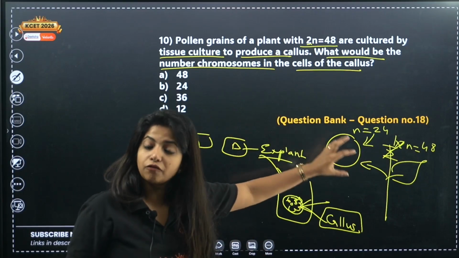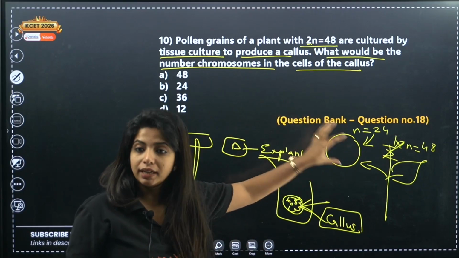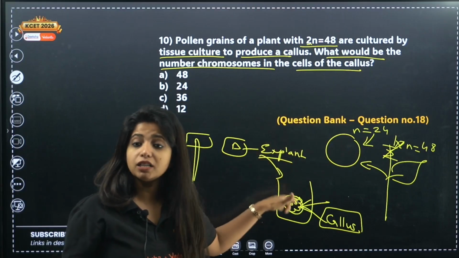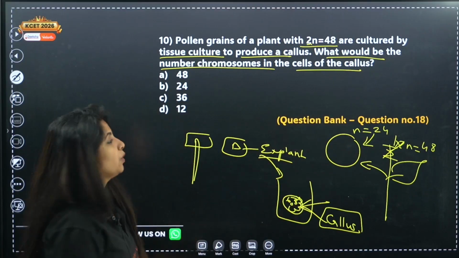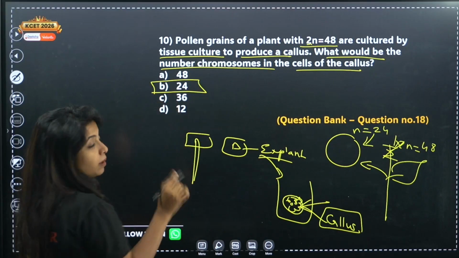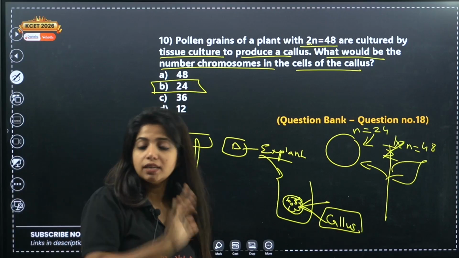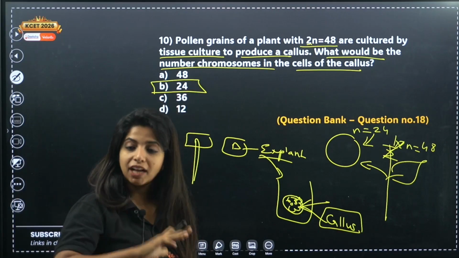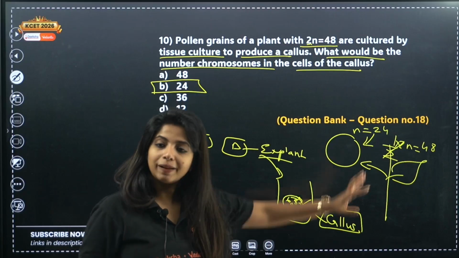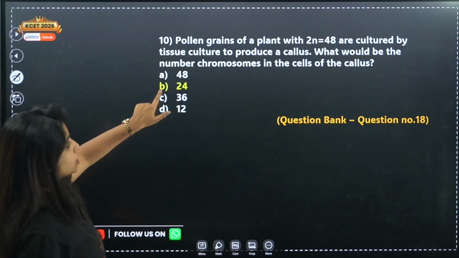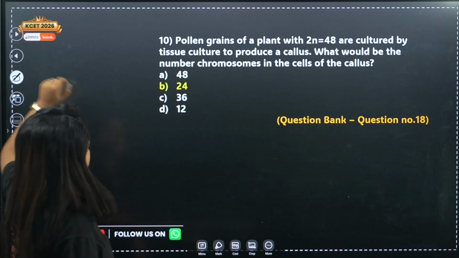So pollen grains, if at all, they have 24 chromosomes, then all the cells produced from it will also have 24 chromosomes. Remember, pollen grains contain the gametes, which is why they will always have half the number of chromosomes than the normal plant cell. So normal plant cell has 48, it will be having half, that is 24. Okay, so your answer for this question would be B.